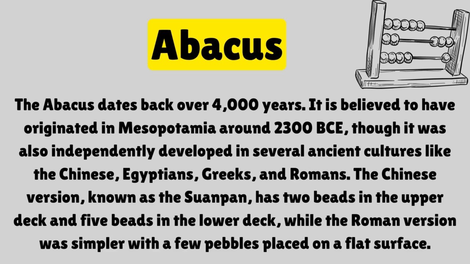The abacus dates back over 4,000 years. It is believed to have originated in Mesopotamia around 2300 BCE, though it was also independently developed in several ancient cultures like the Chinese, Egyptians, Greeks, and Romans. The Chinese version, known as the Suanpan, has 2 beads in the upper deck and 5 beads in the lower deck, while the Roman version was simpler with a few pebbles placed on a flat surface.